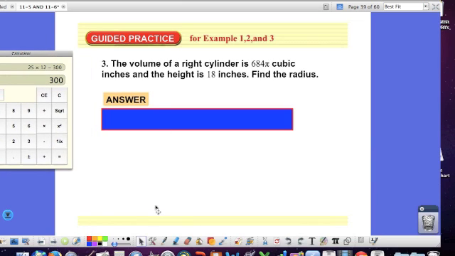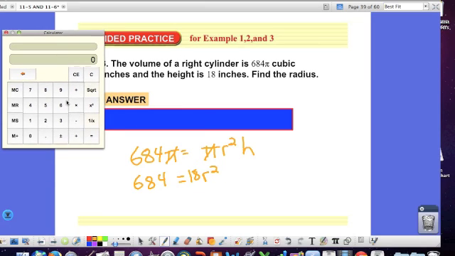And the volume of a right cylinder, here we don't have to worry about that pi button. The volume is 684 pi cubic inches. Remember, we're going to find the area of the circular base, which is pi r squared times the height. So if I divide both sides by pi, I get 684 equals r squared. They told me the height is 18. So I take 684 and divide both sides by 18. I get 38 equals radius squared.